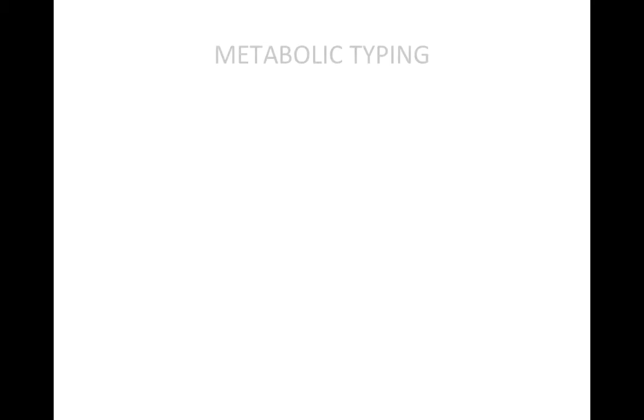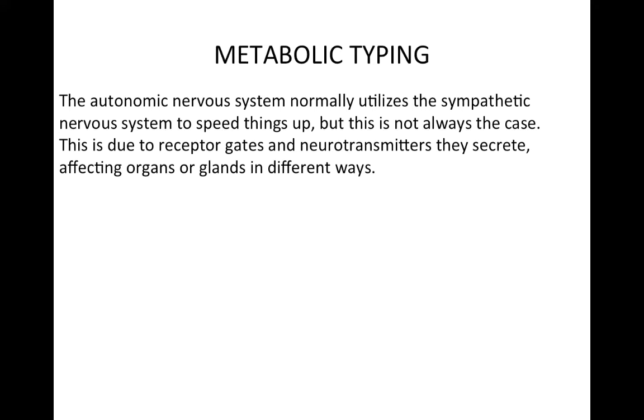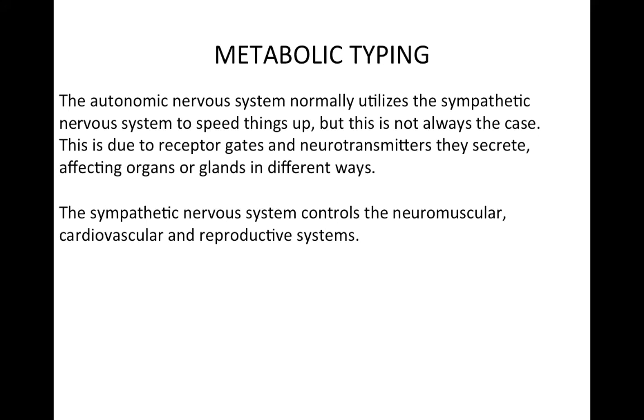Powerful statement. Now, the autonomic nervous system normally utilizes the sympathetic nervous system to speed things up, but this may not always be the case. Due to the receptor gates and neurotransmitters they secrete, they can affect different organs and glands in different ways, speeding some up and slowing some down. The sympathetic nervous system controls the neuromuscular, cardiovascular, and reproductive systems. It has a tremendous exerted force on those systems.